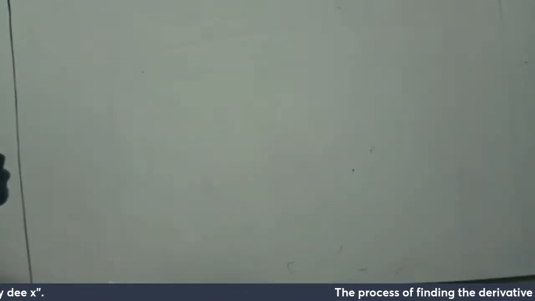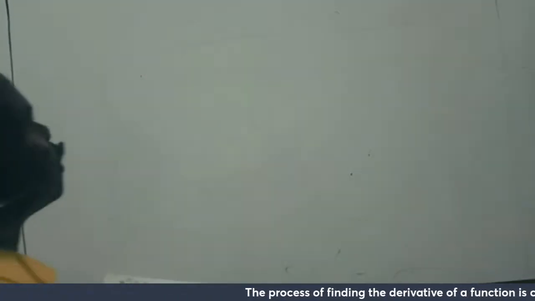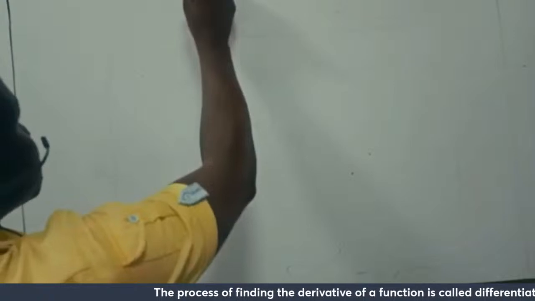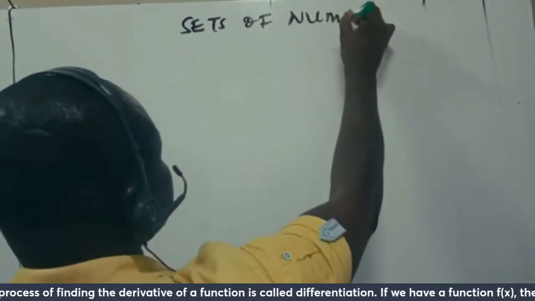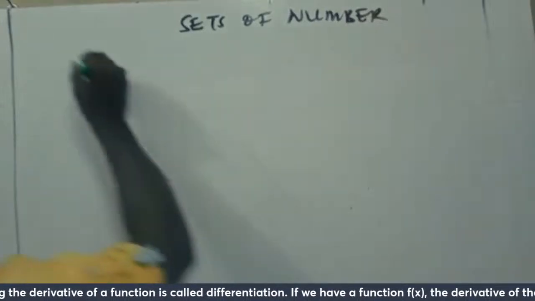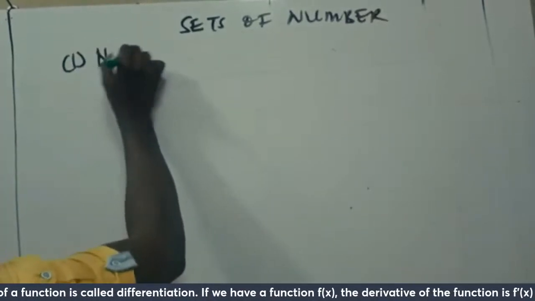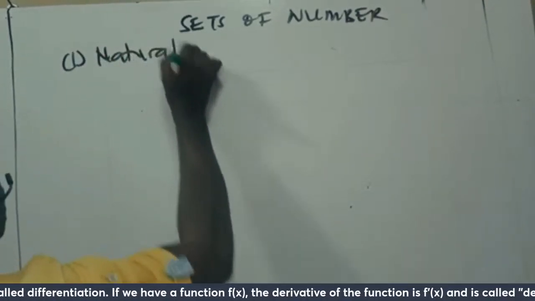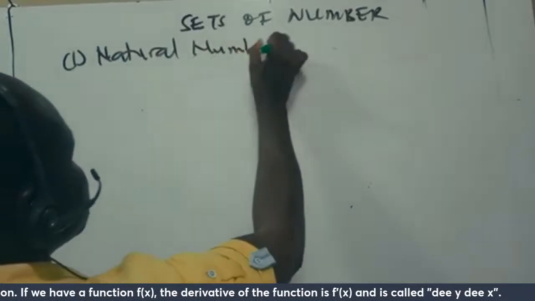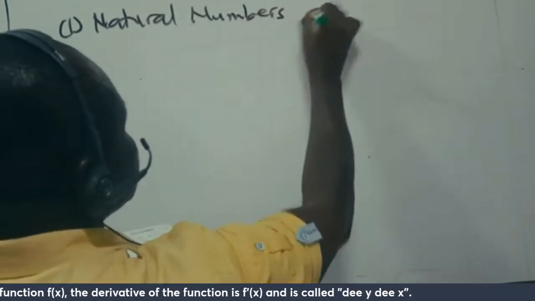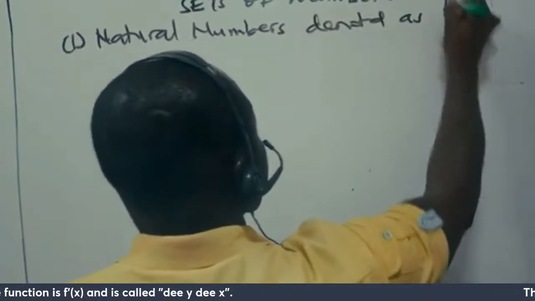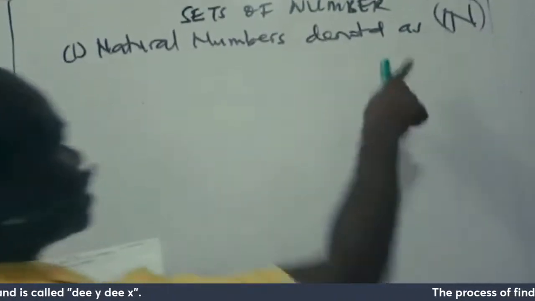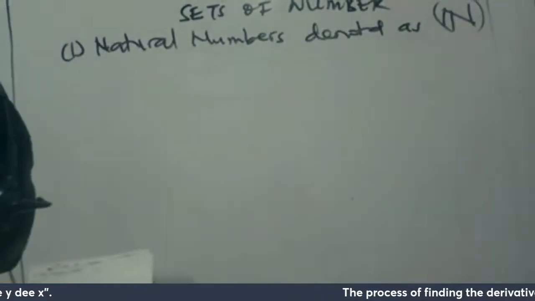Just as I've introduced the set of numbers, the first set of numbers are called the natural numbers. The natural numbers are denoted as N, as we have it on the bottom.